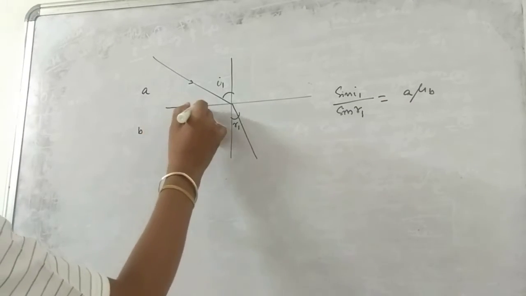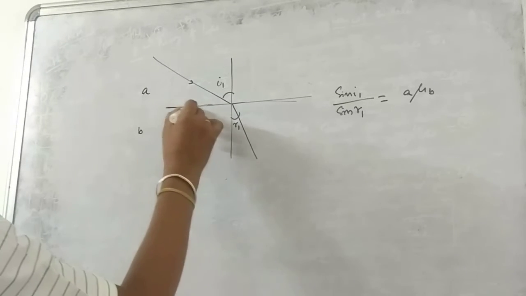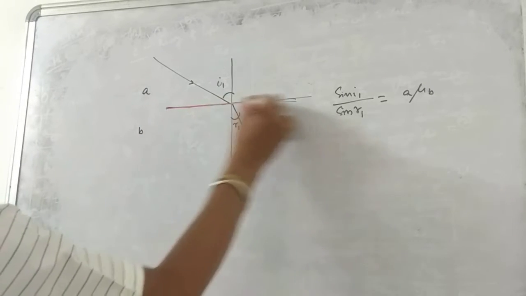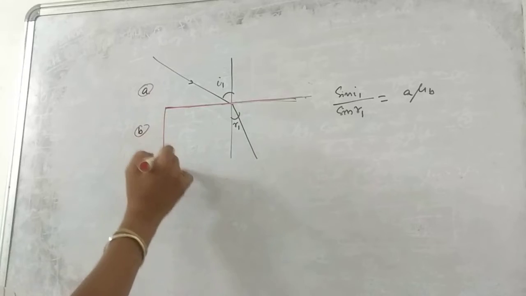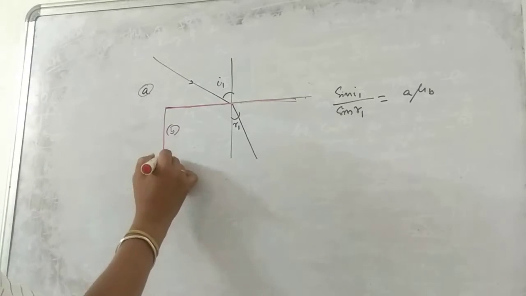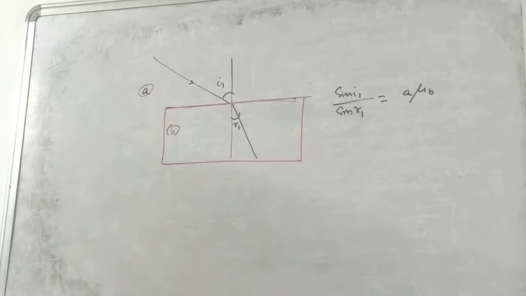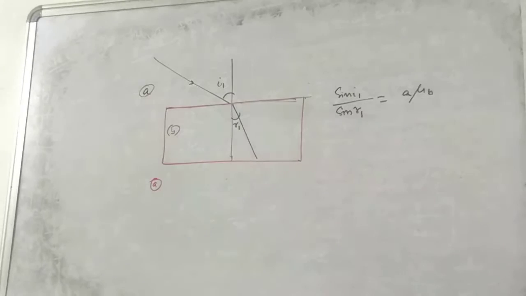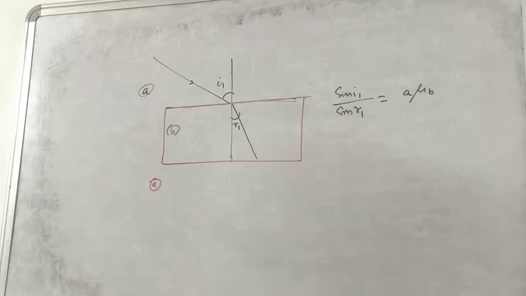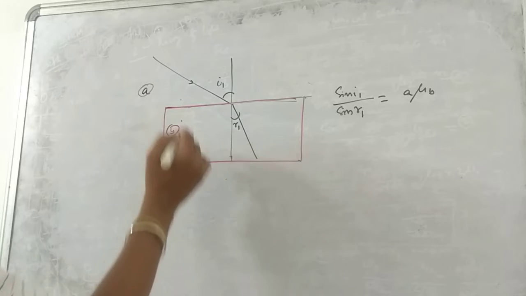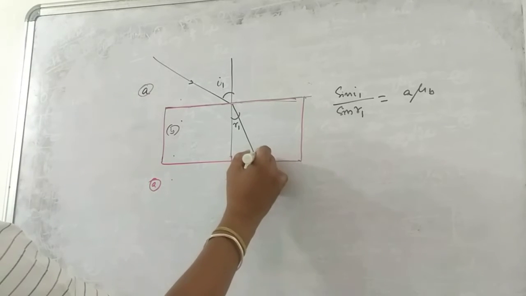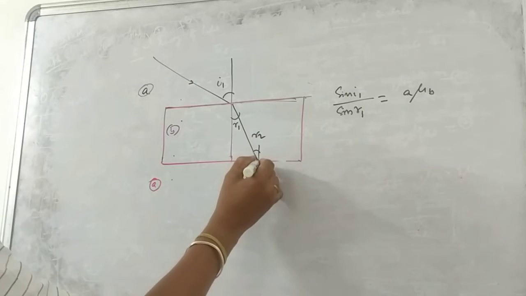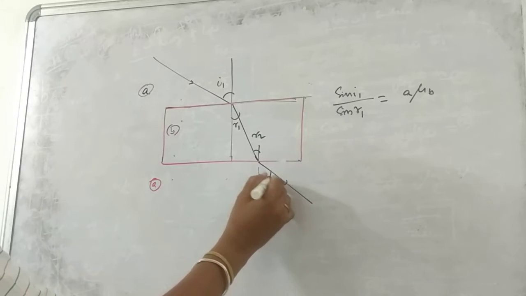This is our separating surface between medium A and medium B. Say this is our medium B complete. And again, there is a medium A. So there are two refractions. First from A to B, then from B to A. So this is our R2, then this would be our I2. Okay.